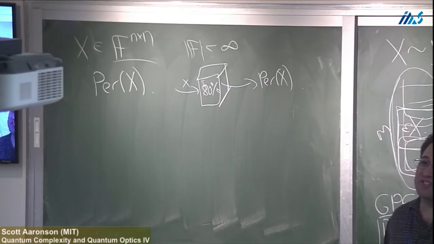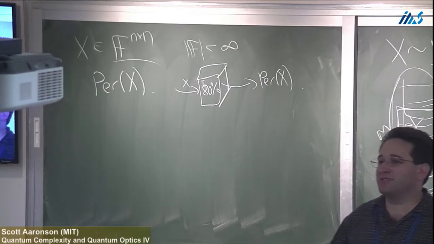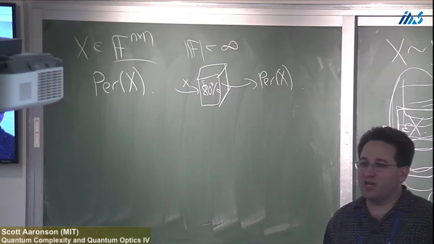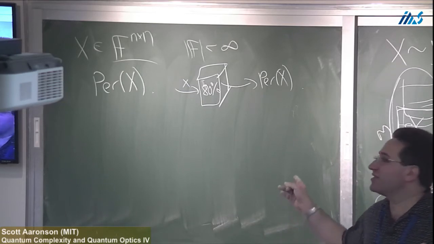What won't work is just to feed in X to the box, because for all we know, X happens to be one of the matrices where it fails. What we want is that regardless of what X is, we will succeed in learning its permanent with high probability, regardless of what fraction the box fails on.